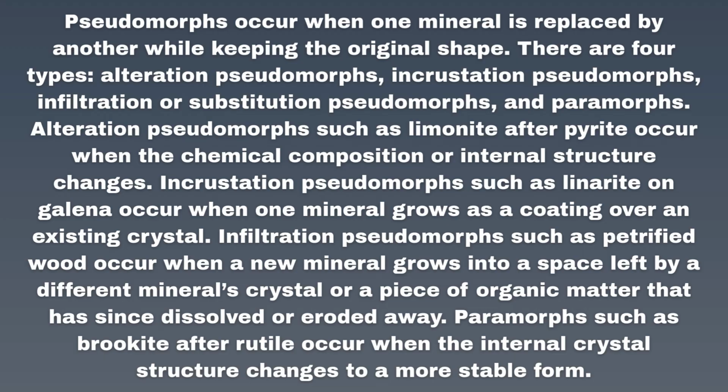Incrustation pseudomorphs such as linarite on galena occur when one mineral grows as a coating over an existing mineral. Infiltration pseudomorphs such as petrified wood occur when a new mineral grows into space left by a different mineral's crystal or a piece of organic matter that has since dissolved or eroded away. Paramorphs, such as brookite after rutile, occur when the internal crystal structure changes to a more stable form.